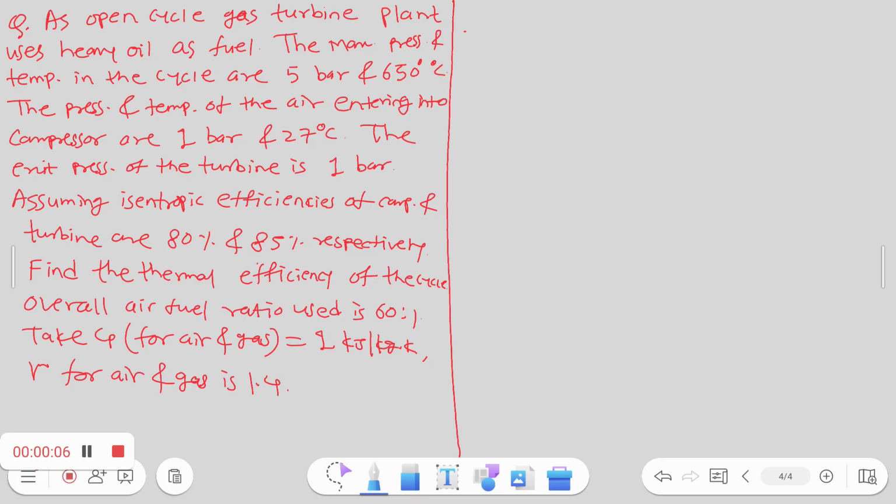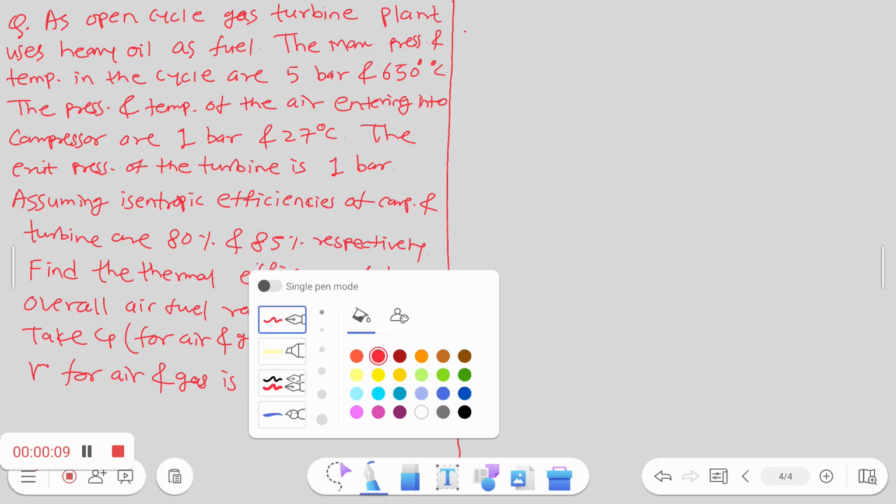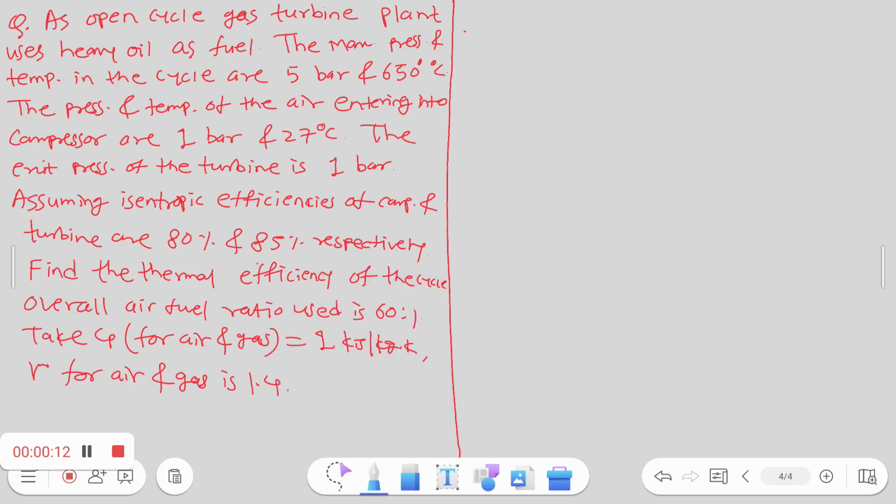This is the numerical. Now we will try to write down its given data. So look at the numerical and try to write: an open cycle gas turbine plant uses heavy oil as fuel. The maximum pressure and temperature in the cycle are... Okay, so let's draw the cycle diagram first so that you can do the TS diagram.